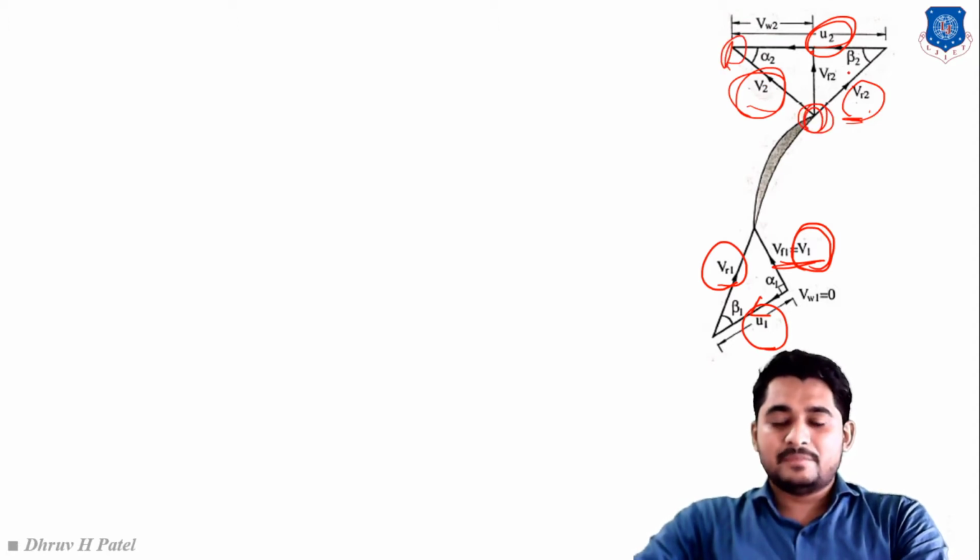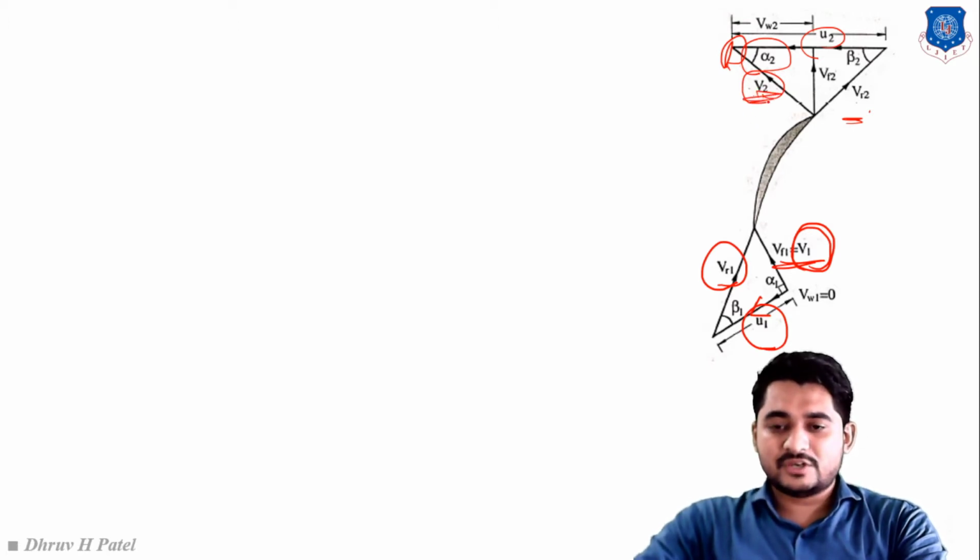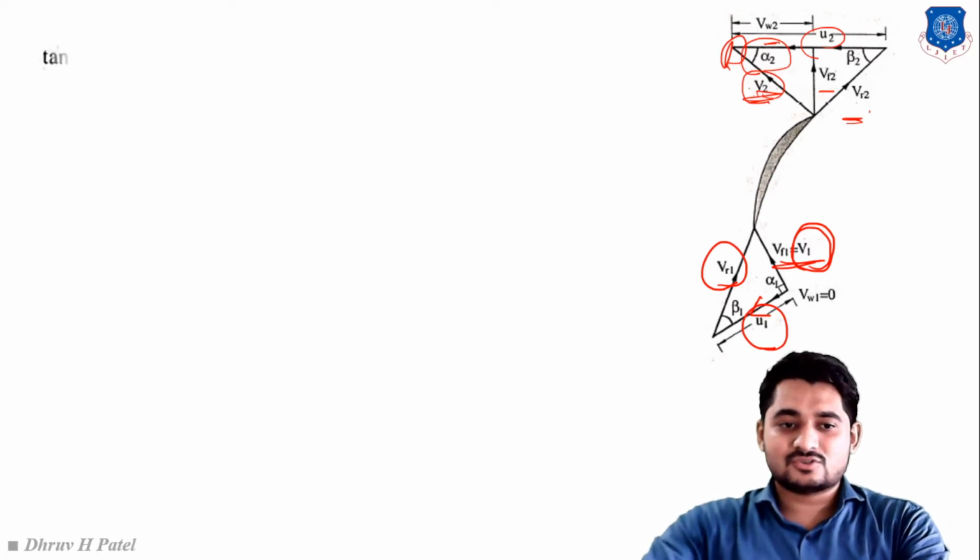Clear students? Beta 2 is the angle between the relative velocity and the blade velocity u2, and alpha 2 is the angle between V2 and u2. Clear? Then there will be two components of V2, Vf2 and Vw2. Clear students? So let us solve our example.